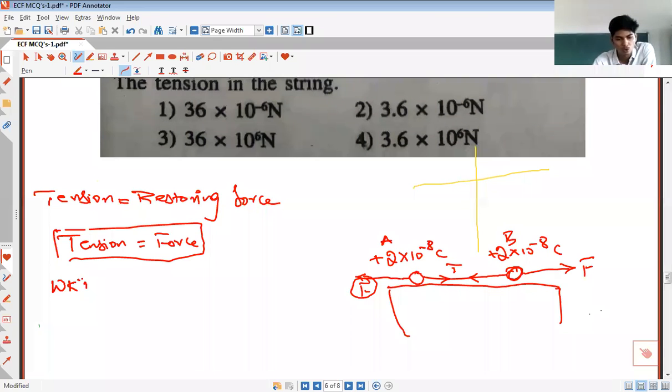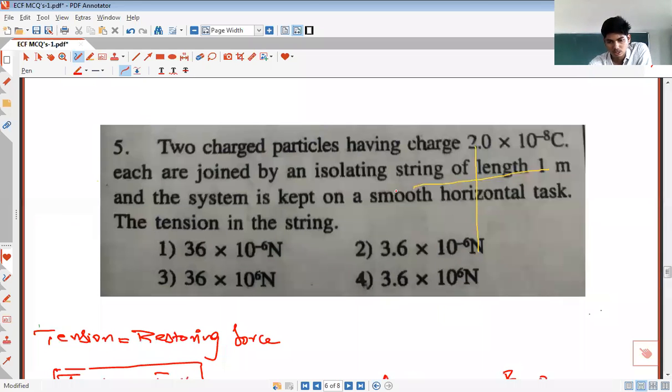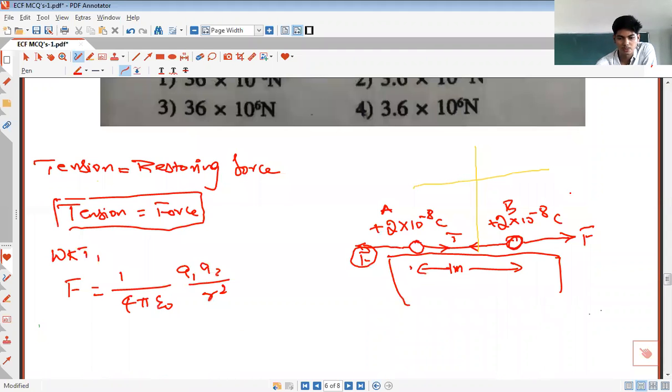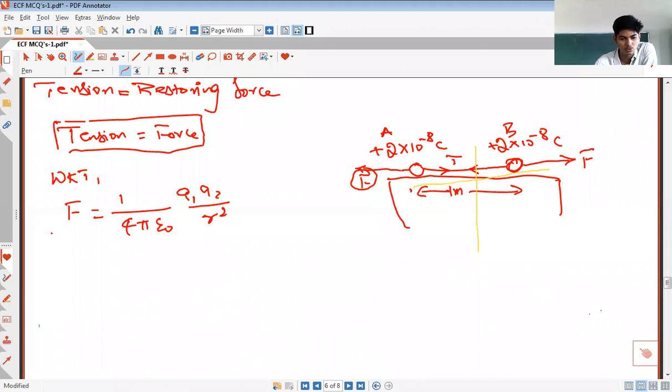So we know that the force between two charged particles is 1 by 4 pi epsilon naught, q1 into q2, divided by r square. The distance between the two charged particles is given as 1 meter. Notice, they have given the distance: isolated string of length 1 meter. So F is equal to 1 by 4 pi epsilon naught q1 q2 by r square. I have told you this force is nothing but tension in the string. So F ne nan T anta baritidini. Force is nothing but tension.